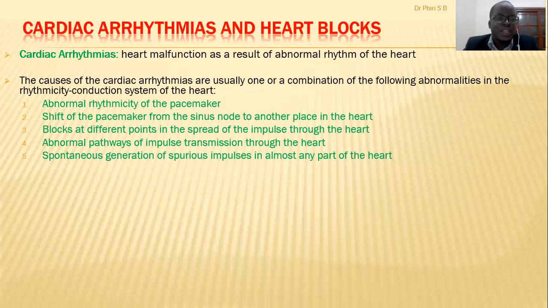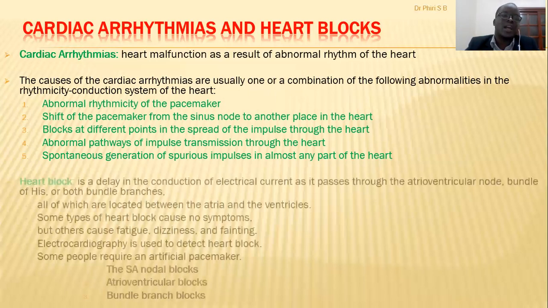Then sometimes you can have spontaneous generation of impulses in most parts of the heart. If you have these spontaneous activities in most parts of the heart, this one is firing an action potential, another cell is firing another action potential. There will be no coordination between the atria and the ventricles, and that can also bring about cardiac arrhythmias. So there are different types of cardiac arrhythmias.